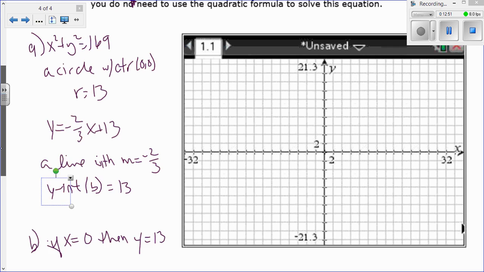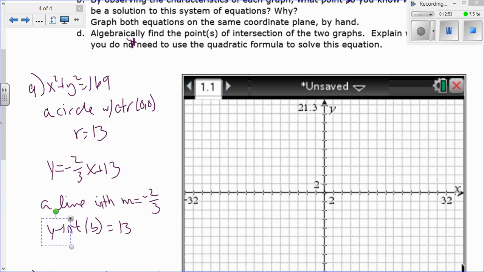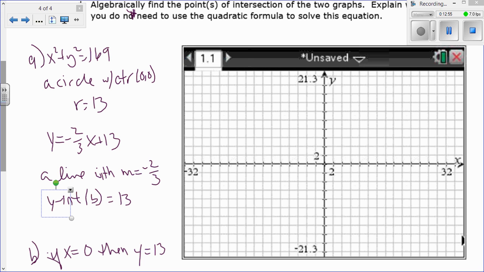And then, see, it says graph both equations. All right, so I think I'm going to start out with my line again. I'm going to start out at 13. Notice this is counting by 2: 2, 4, 6, 8, 10, 12, and 13 is about halfway in between.